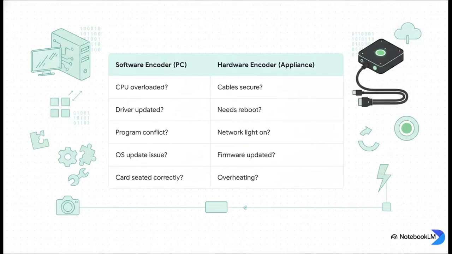This troubleshooting guide just paints such a clear picture. For an IT team, a software problem means you're digging through drivers, checking for OS updates that broke something, looking for software conflicts. It takes specialized knowledge. On the other hand, with a hardware encoder, the problem is often physical. Is the cable plugged in? Does it need a simple reboot? That kind of simplicity is absolutely invaluable when you're live and the clock is ticking.